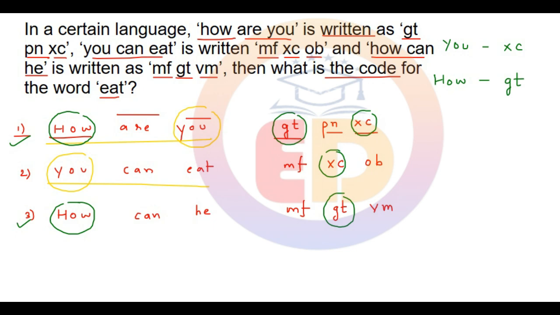Now let us compare the second and the third. In the second and third, I can see that there is a common word, can. If there is a common word, can, there should be a common code, which is MF. So clearly the code of can is MF.